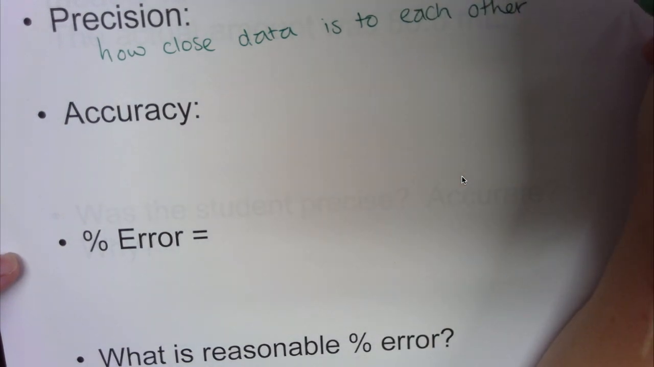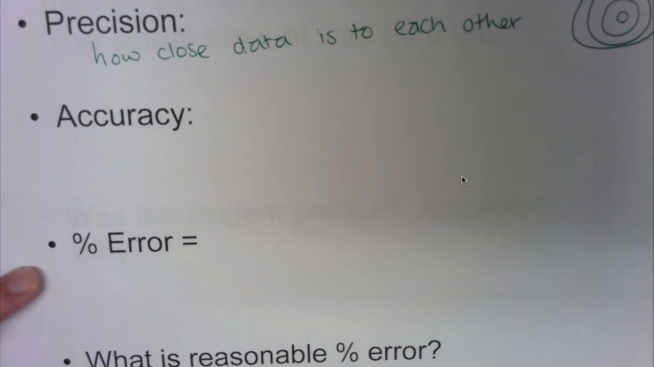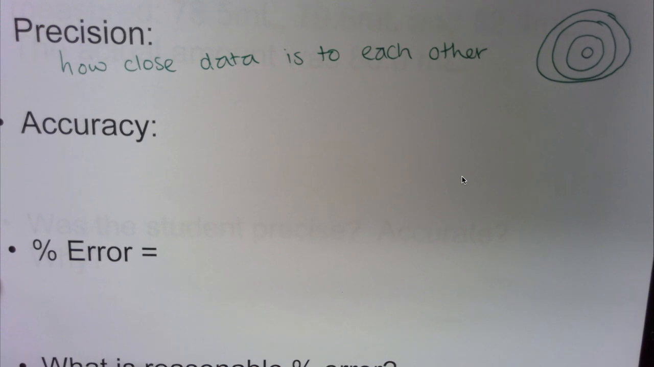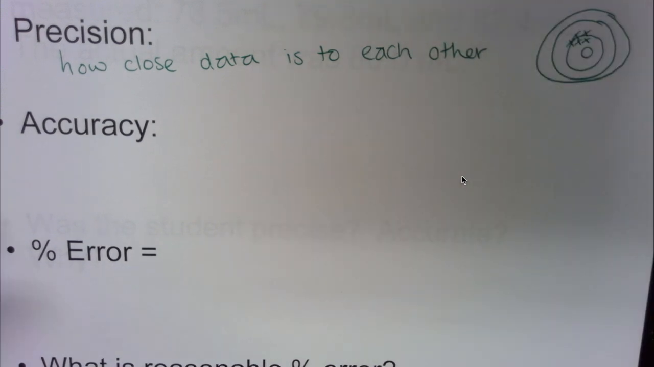So if we were playing a game of darts, here's my dartboard. If you didn't know what that was, there's the dartboard. When we are talking about precision, if we were to throw darts and all of them landed right in the same area, that would be a precise measurement.